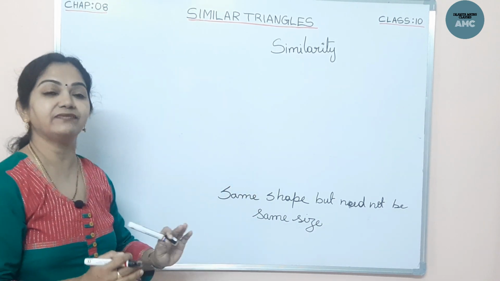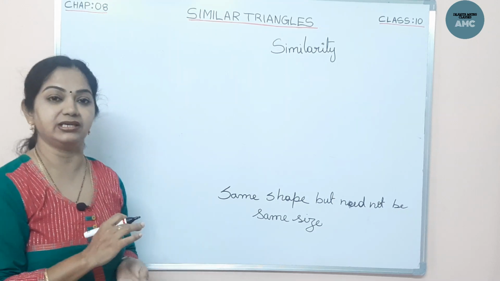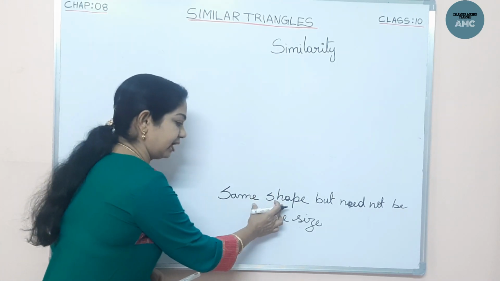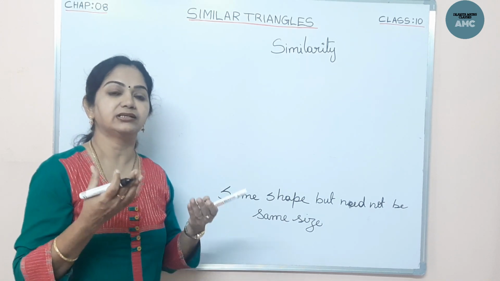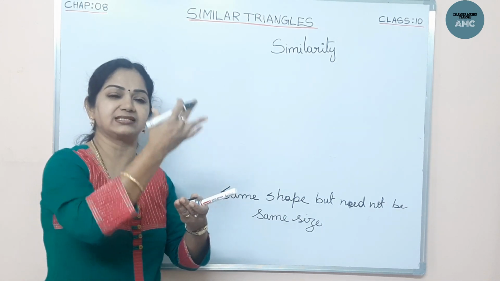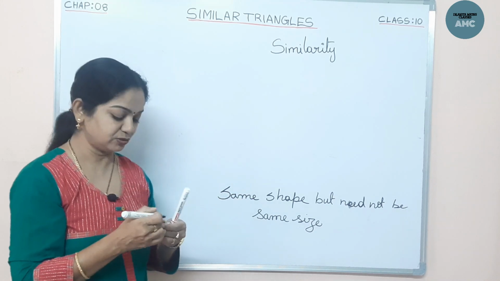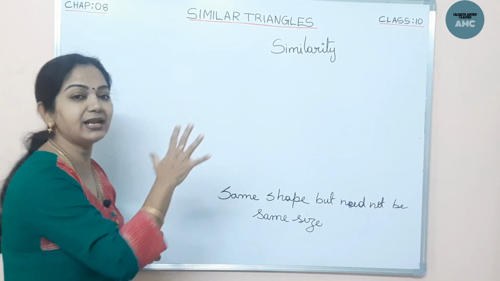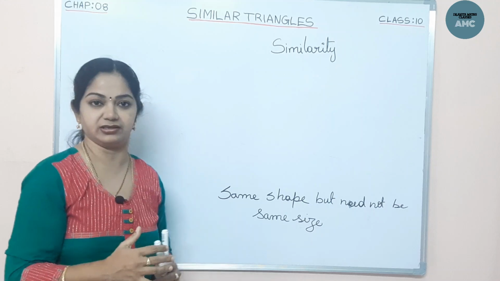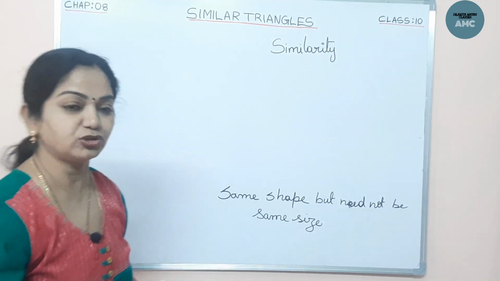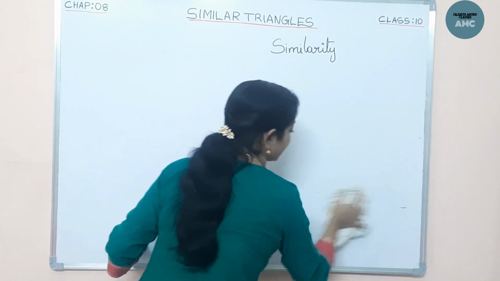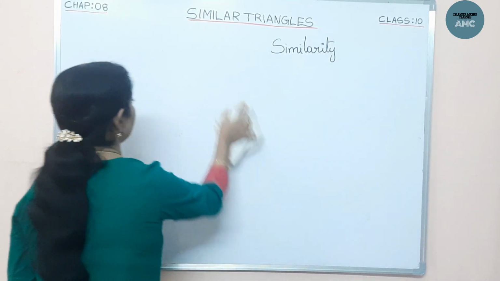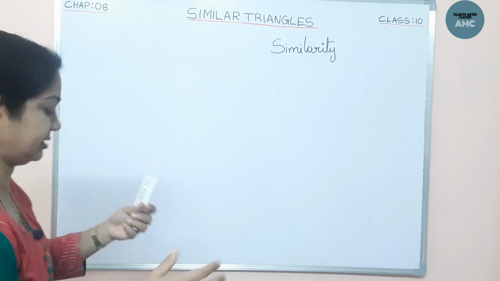Whereas when we compare to congruency, there we have the same shape as well as the same size. When we saw in the case of the triangles, they were overlapping, exactly fitting in, right? So this is all about the similarity of any figure. Now here the core topic is similar triangles. Let me make you understand the similarity, right?